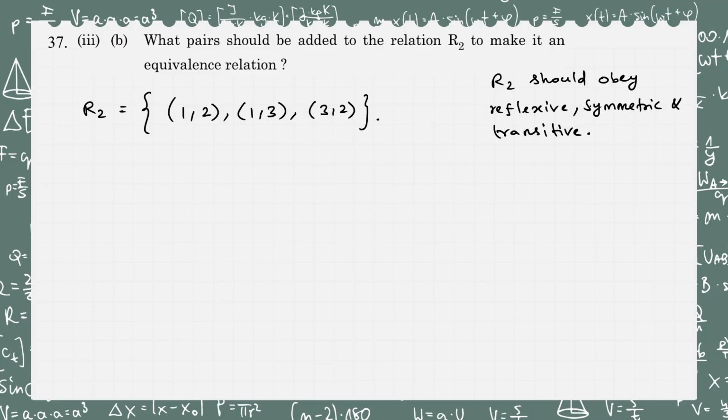So (1,1), (2,2), (3,3) should be included to make it reflexive. Okay, if you want R2 to be symmetric, (1,2)'s image (2,1) should be there. So we have to include that. And (1,3)'s image (3,1) should be included. And (3,2)'s image (2,3) should be included.